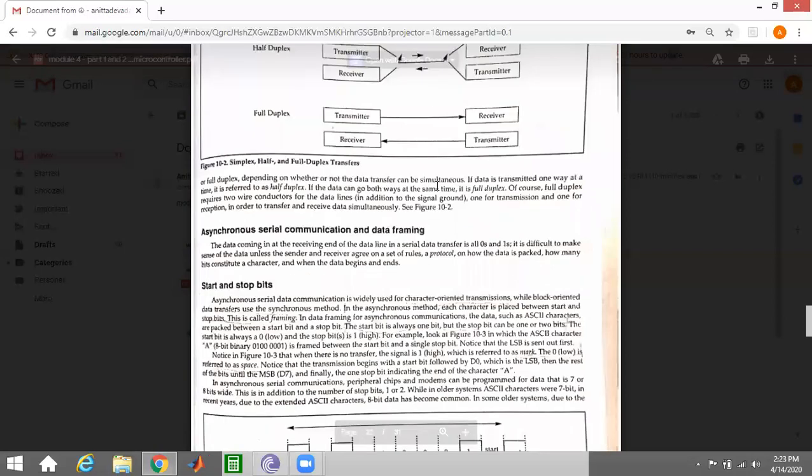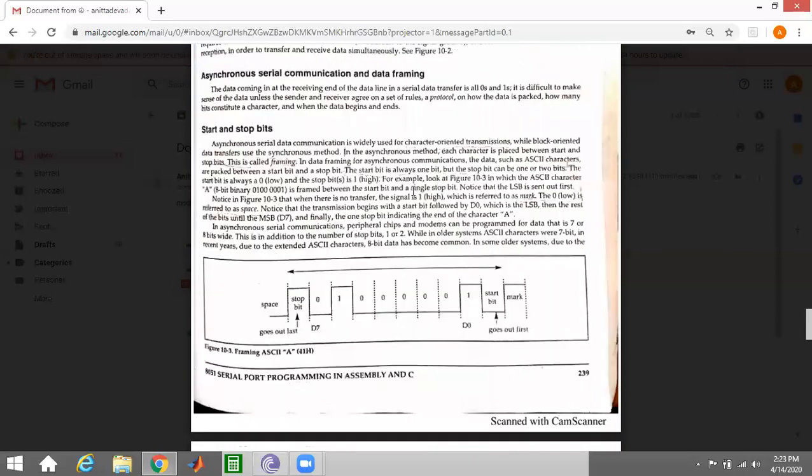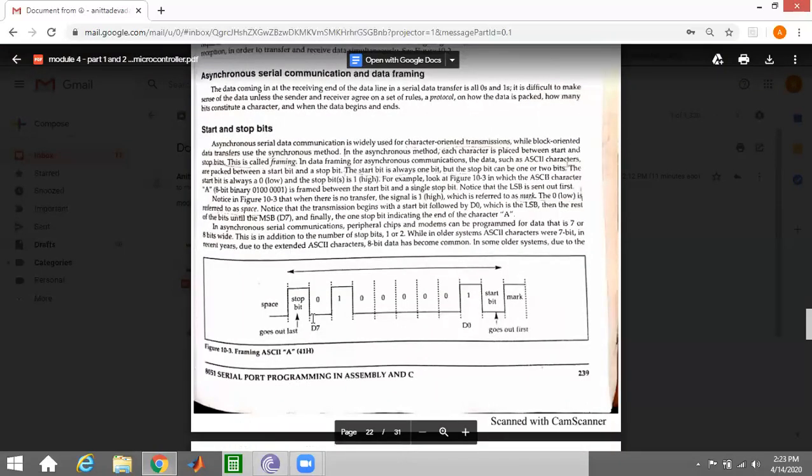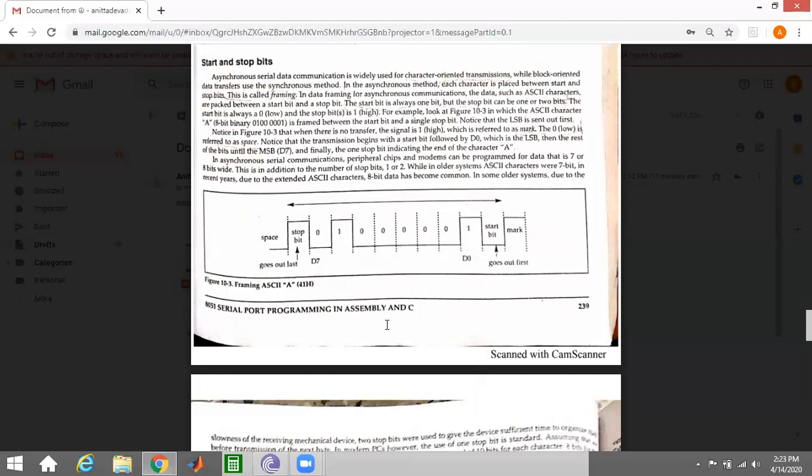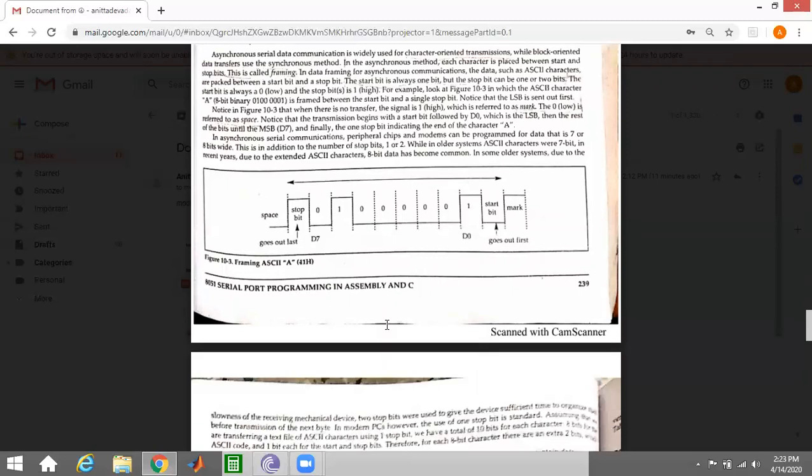These things are theory. How in a package, what is there, start bit, stop bit, and all these things. It is easy; if you just read the theory, you will understand.